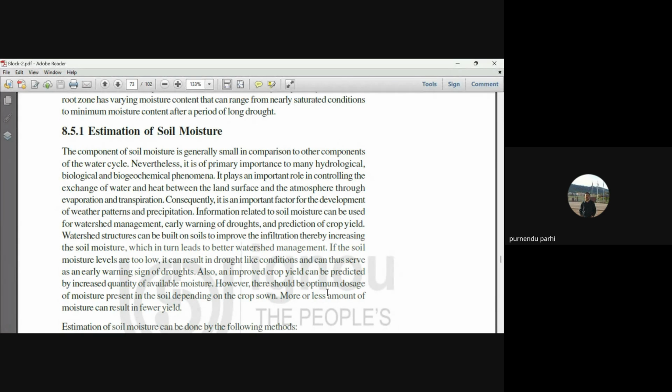Information related to soil moisture can be used for watershed management, early warning of drought, and prediction of crop yield. Watershed structures can be built on soils to improve the infiltration, thereby increasing the soil moisture. However, there should be an optimum amount of moisture present in the soil depending on the crop zone. More or less moisture can result in lower yield.